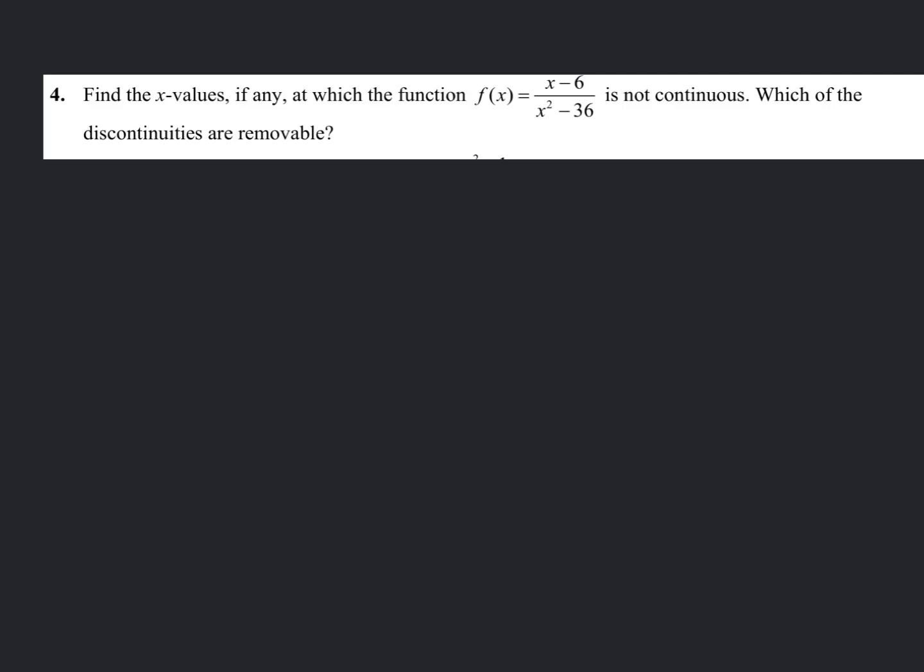Okay, we're going to do this problem from lesson 5. Problem number 4. Find the x values, if any, in which the function f of x equals x minus 6 over x squared minus 36 is not continuous. Which of the discontinuities are removable? All right, let's go ahead and write this out.